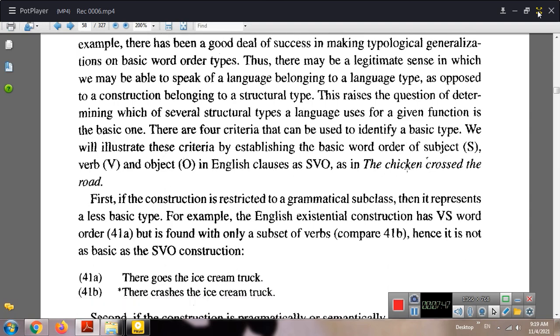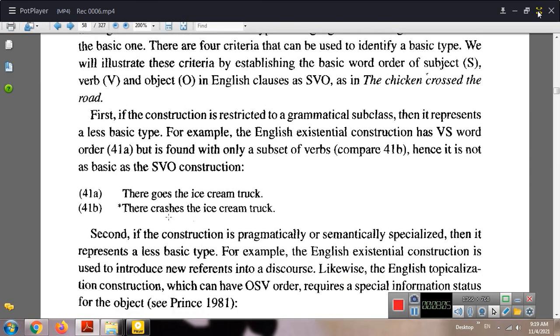This is the basic word order in English, but here we can see that sometimes some structures like the following 4 are against this word order. The first: if the construction is restricted to a grammatical subclass, then it represents a less basic type.